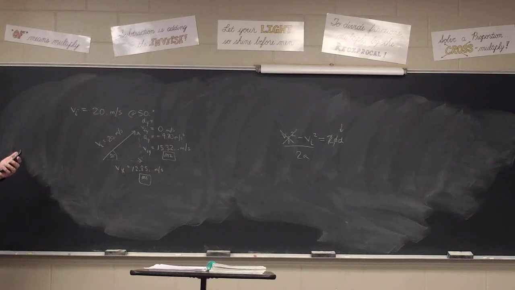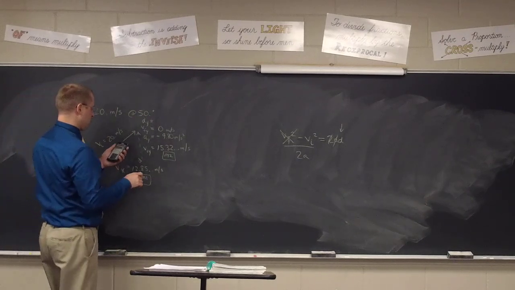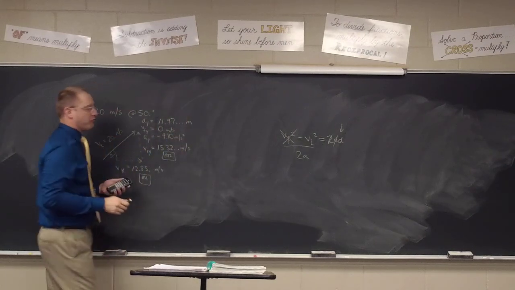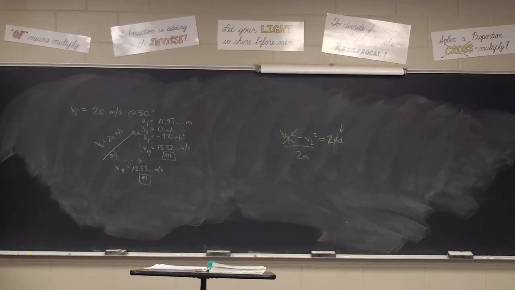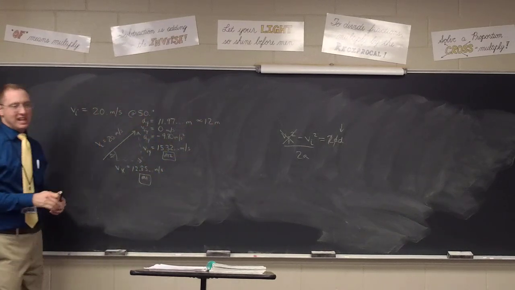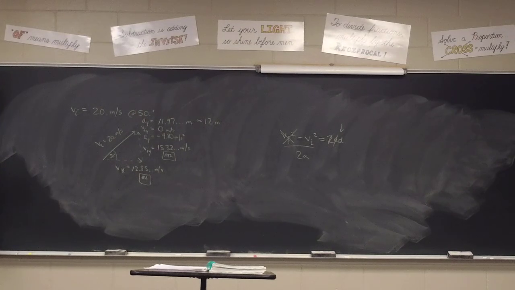What do we get for the displacement? Almost 12 meters, right? If we were rounding to sig figs, we'd say 12 meters up in the air. In fact, I will go ahead and do that. Now, that's about 37 feet. That's a little high for a gym, but again, we're outdoors, so it's okay.